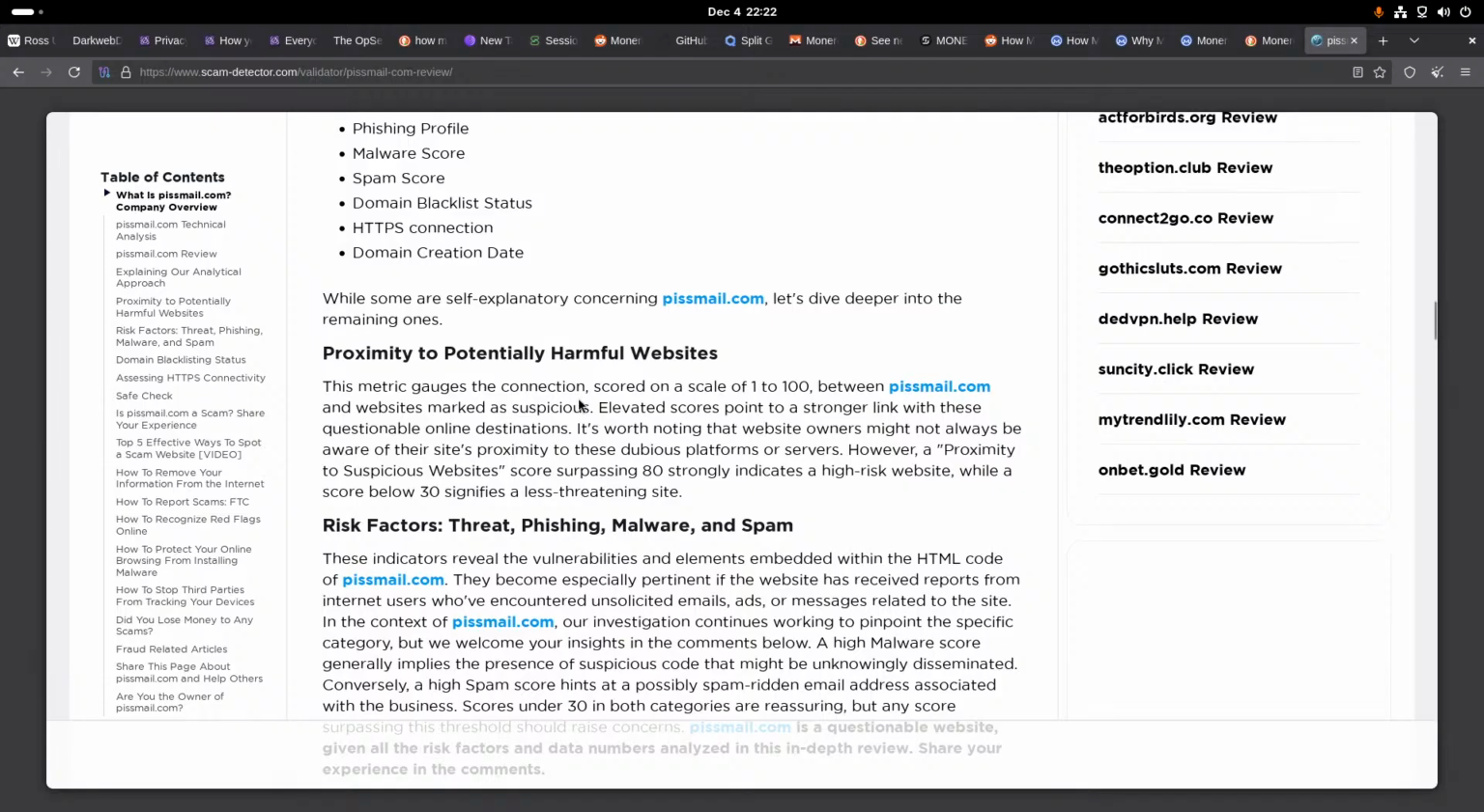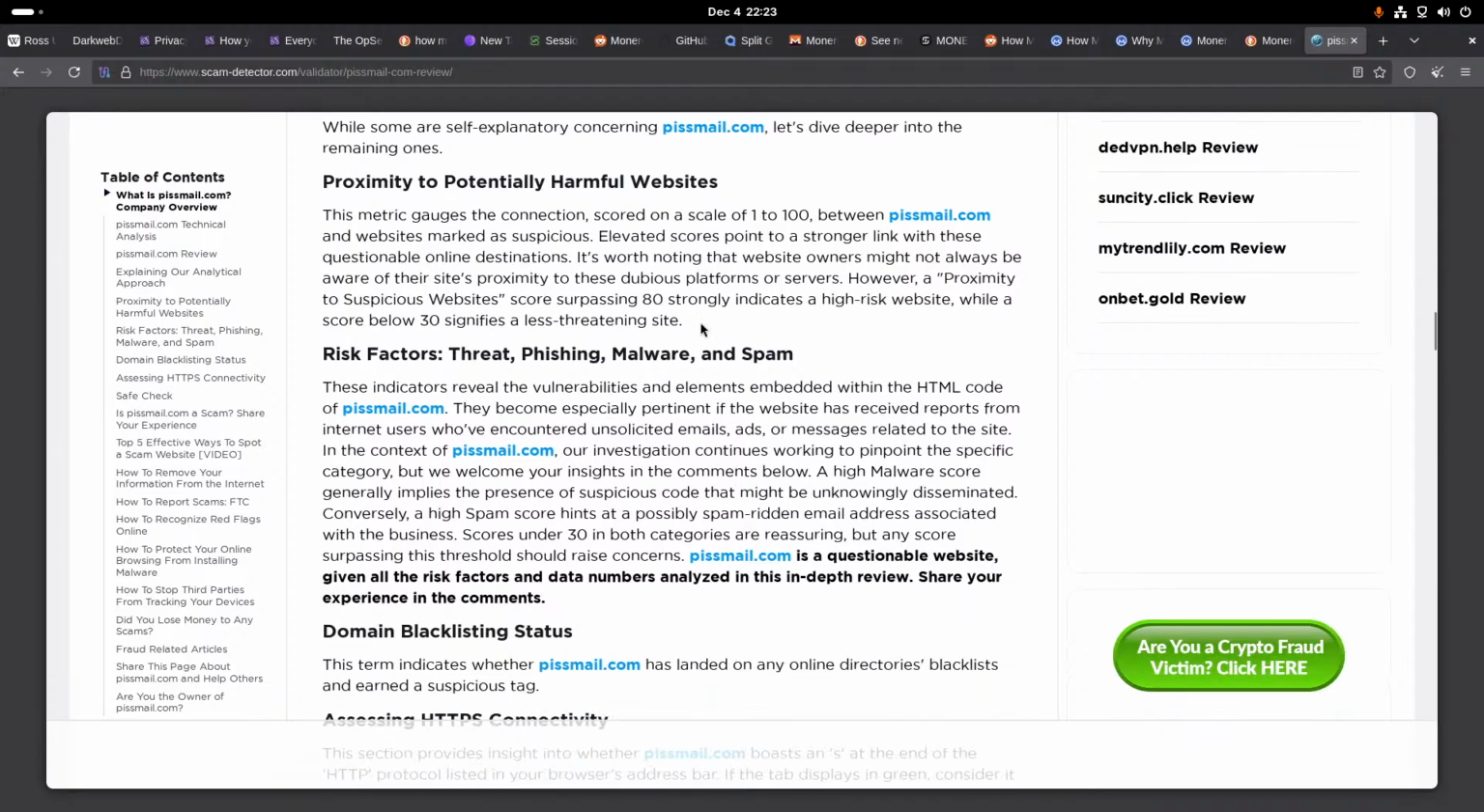Proximity to potentially harmful websites. The metric gauges the connection, scored on a scale of 1 to 100, between pissmail.com and websites marked as suspicious. Elevated scores point to a stronger link with these questionable online destinations. It's worth noting that the website's owner might not always have been aware of their site's proximity to these dubious platforms or servers. However, a proximity to suspicious websites score passing 80 strongly indicates a high-risk website, while a score below 30 suggests a less threatening site.